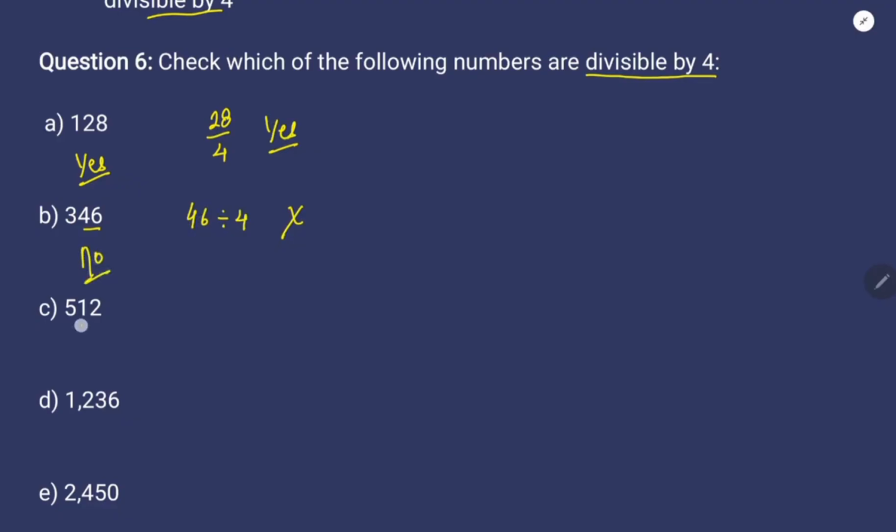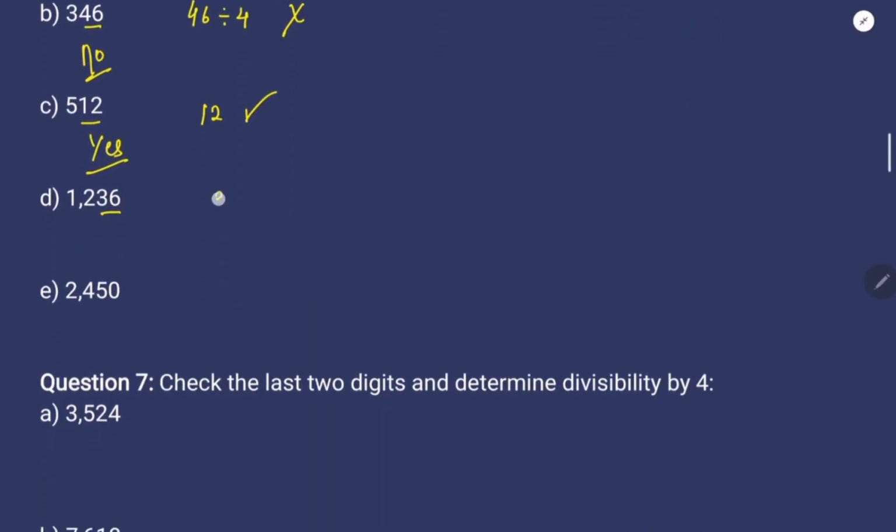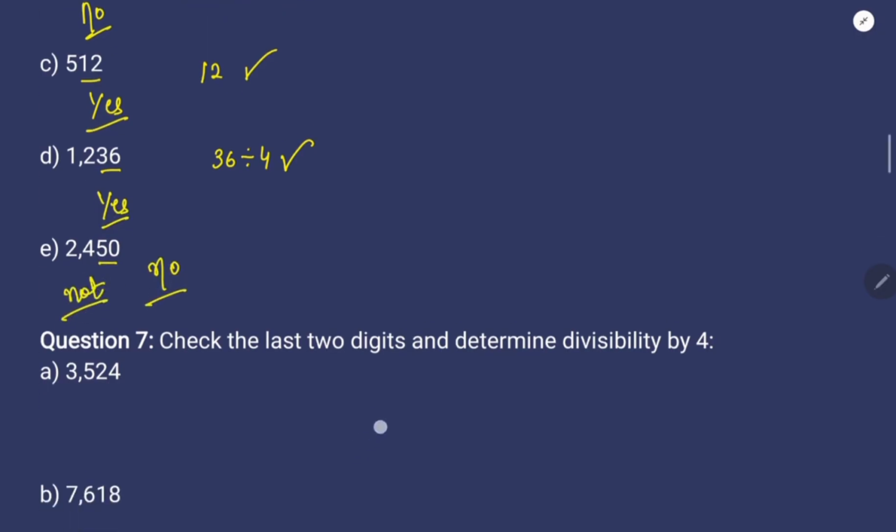Okay. 5, 1, 2, so 12. Yes, it is divisible by 4. So you will say yes. Similarly 36. You will see that 36 is also divisible by 4. Right? So you will say yes. Right? And then 50. No. So this number is not divisible by 4. Okay. So I hope you are getting it.